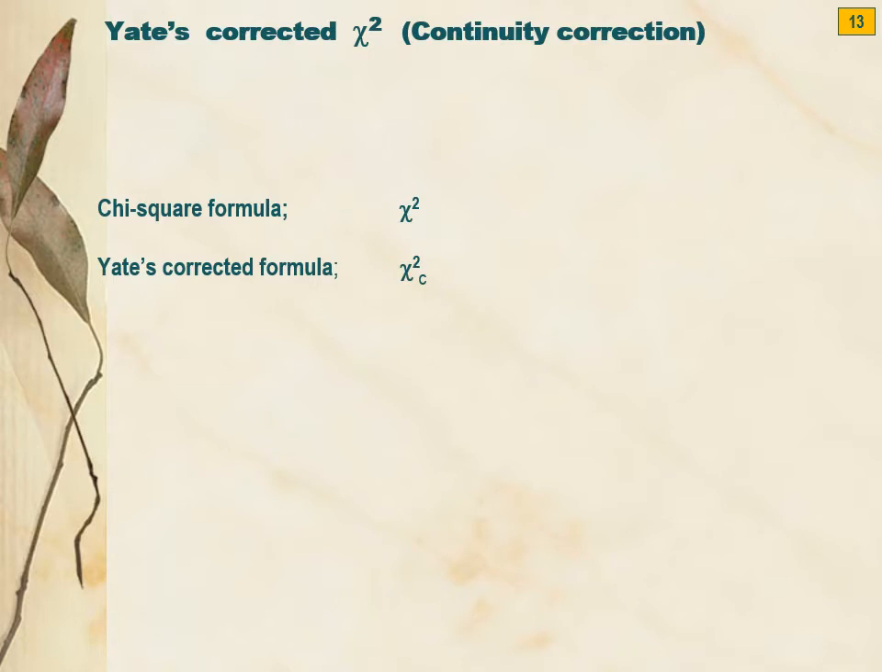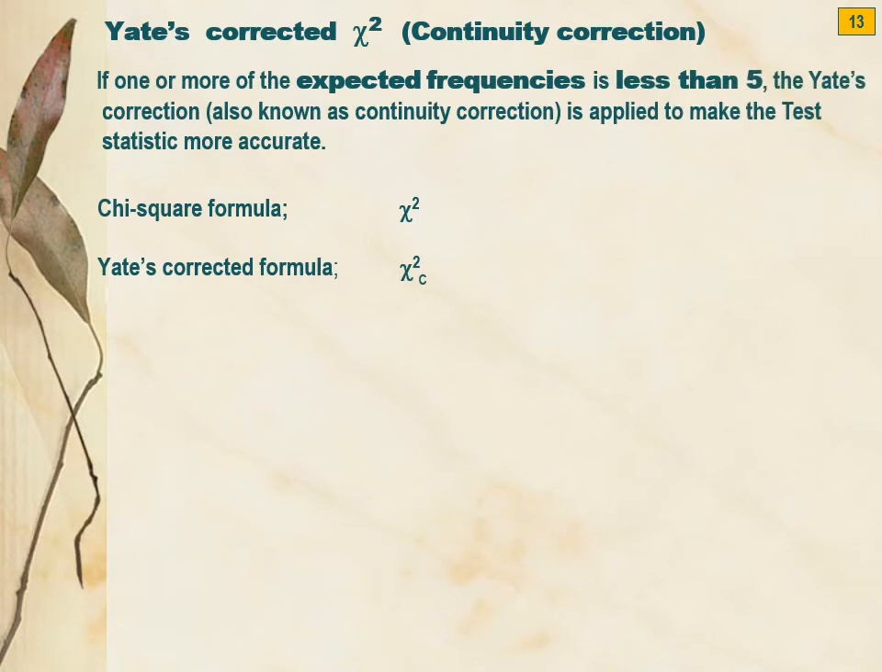Slide number 13. Yates corrected chi-square, also known as continuity correction. Let us see what it's defined as. If one or more of the expected frequencies is less than 5, then the Yates correction formula, also known as continuity correction, is applied to make the test statistic more accurate.